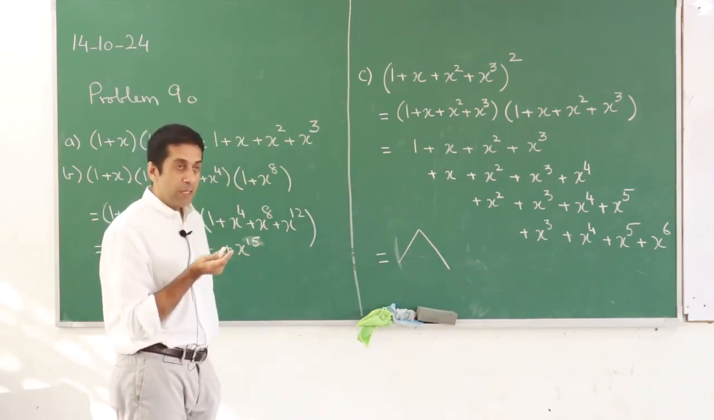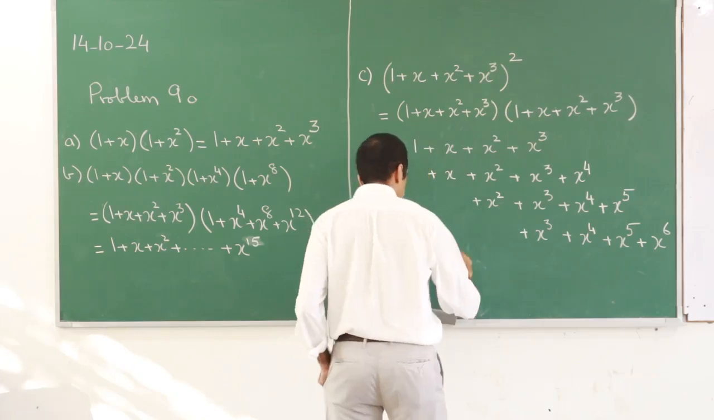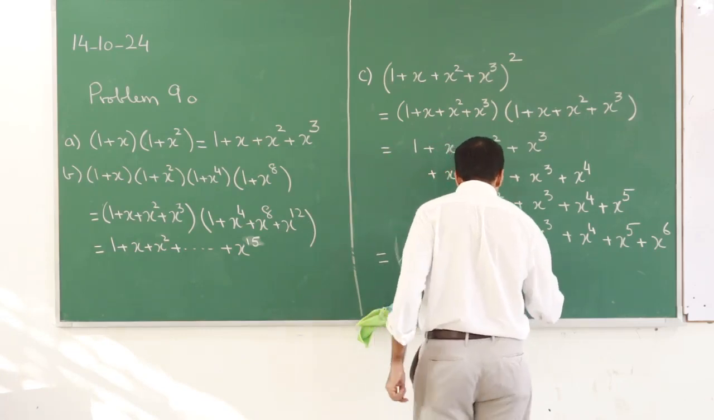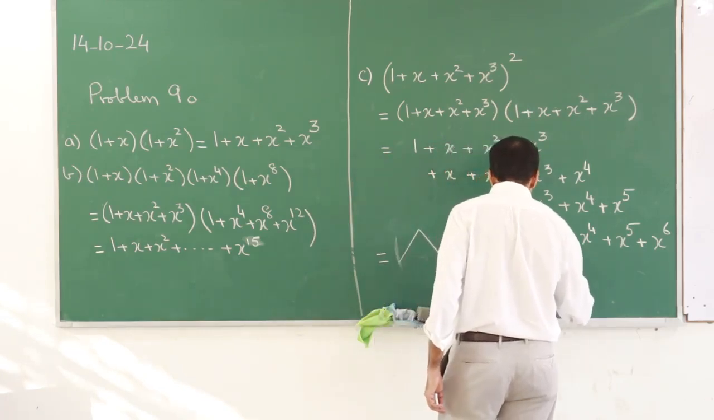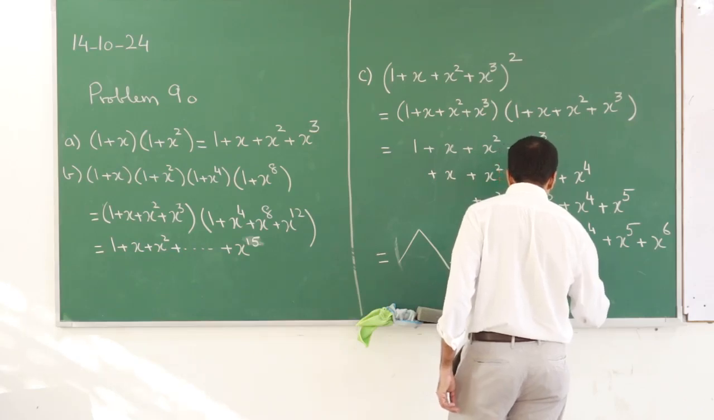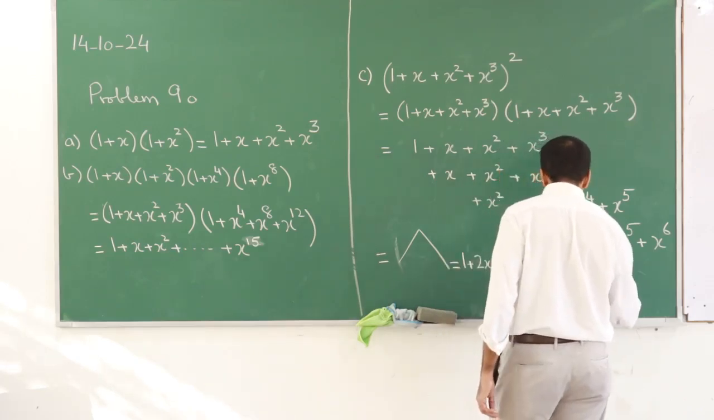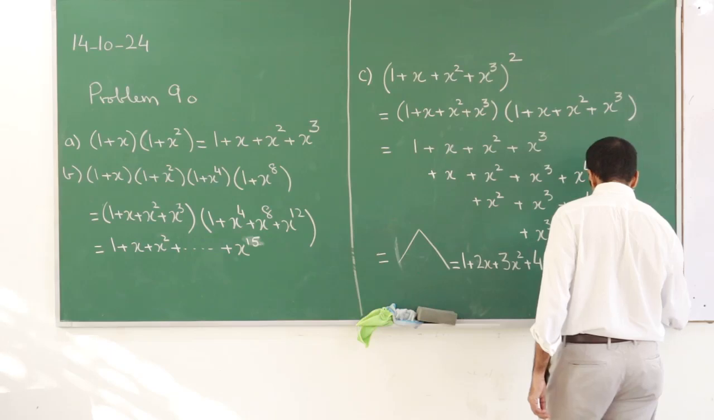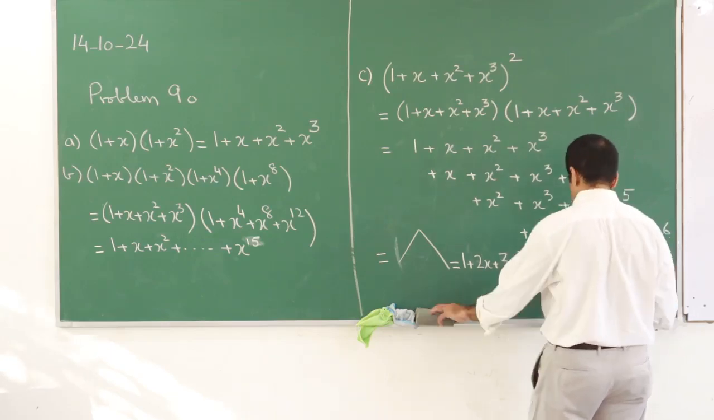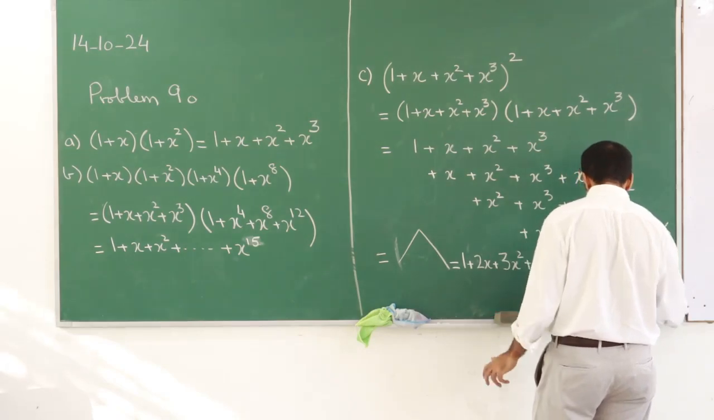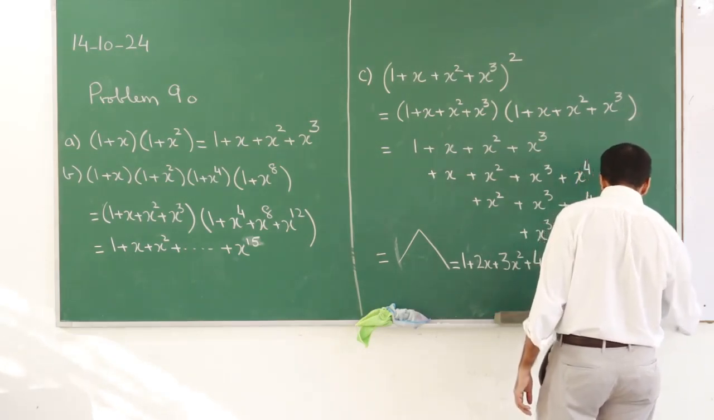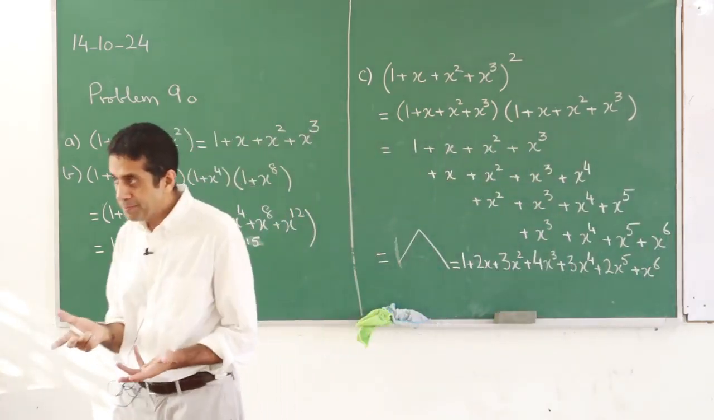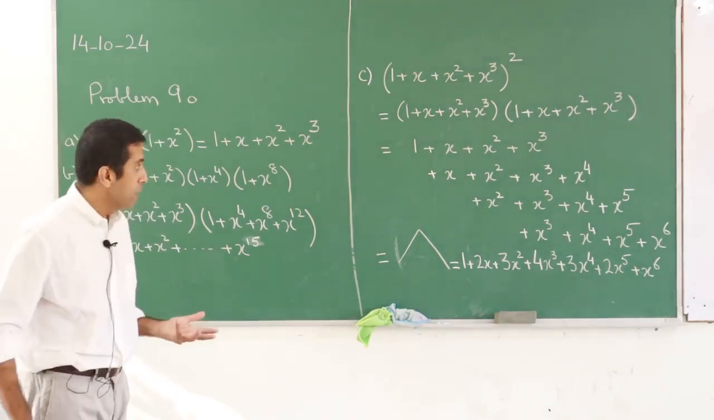Is this clear? Yeah? So this I could write out as 1 plus 2x plus 3x squared plus 4x cubed, and now I decrement, plus 3x to the 4th, plus 2x to the 5th, plus x to the 6th. Okay? Right? Do you see the pattern? Right? Okay? Is this clear?